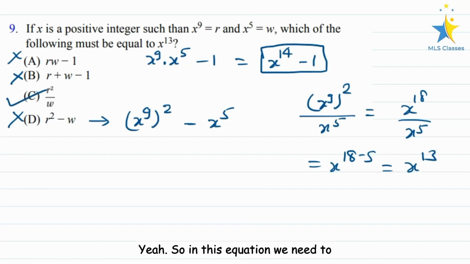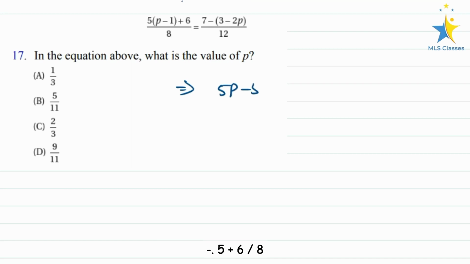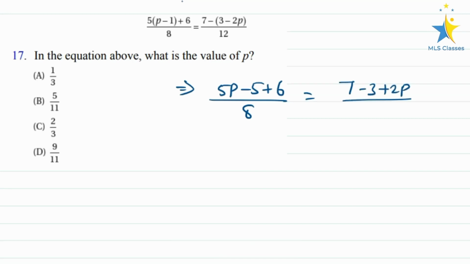Yeah. So in this equation, we need to find the value of p. So what we can do here, see, we can first simplify the numerator of both the sides, and we will be getting 5p minus 5 plus 6 divided by 8 is equal to 7, then minus 3 plus 2p divided by 12. So we are getting 5p plus 1 divided by 8 is equal to 7 minus 3, 4 plus 2p. So 2p plus 4 over 12.